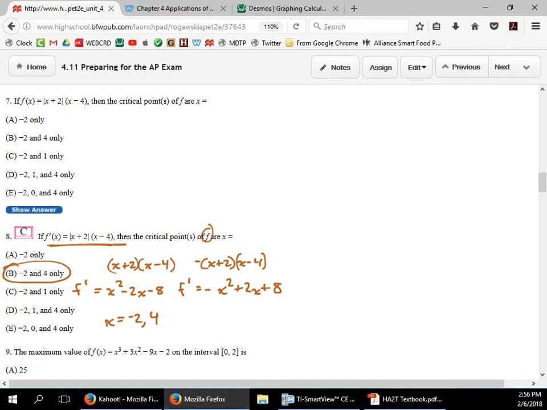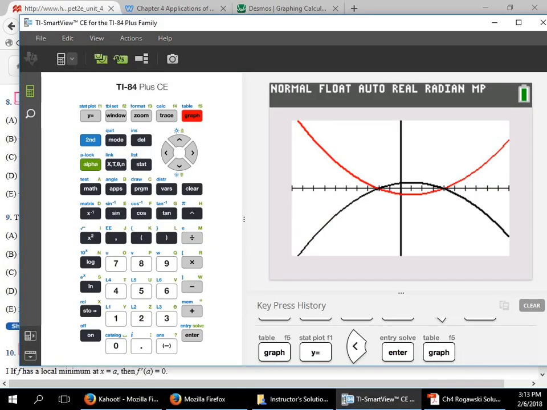And just to give this another look, I'm kind of weirded out that they put a C right here, which normally means use a calculator for that. If I looked at a calculator, those two functions are right here, the red one and the black one. You see how they cross the x-axis at negative 2 and positive 4? That's where these functions equal 0. So if these were f prime graphs, that means on f, that's where you would find your critical values, where f prime crosses the x-axis.